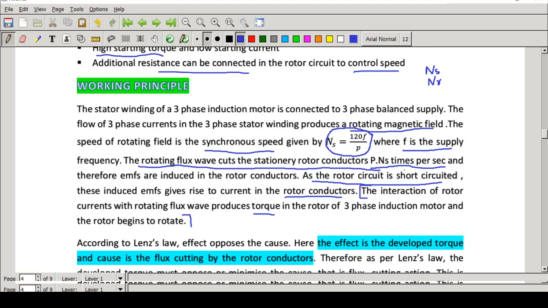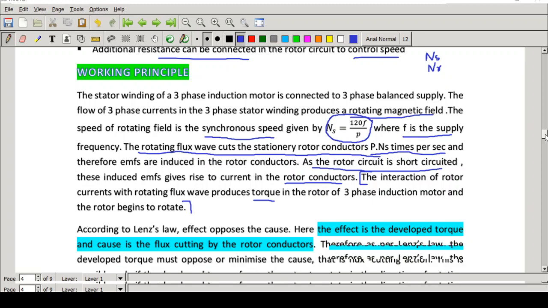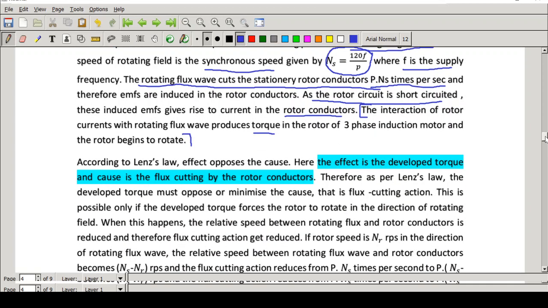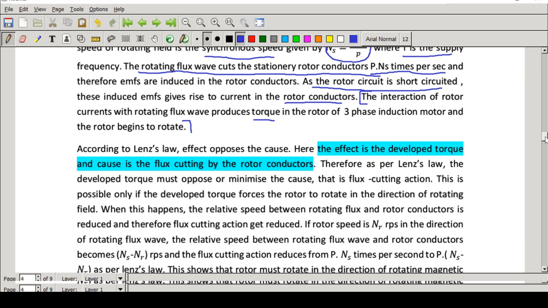That we will see. Now as I told you, the interaction between the current carrying rotor conductor and the rotating magnetic field will generate a torque which will cause the rotor to rotate. So this is the basic working principle of the three-phase induction motor. Now we have to apply Lenz's law. What is Lenz's law? Always the effect opposes the cause, right?